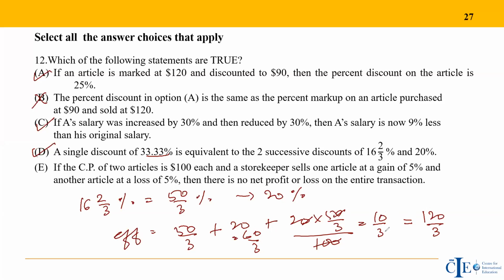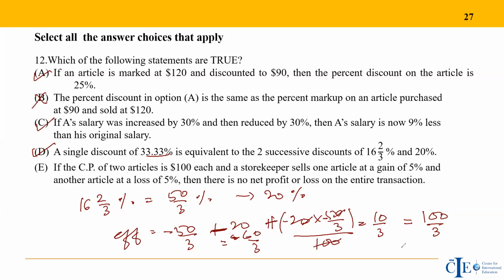Sorry, these are two successive discounts, so you need to take the sign into consideration. A discount is negative, and the product will become positive. So minus 50 by 3, minus 60 by 3, plus 10 by 3. Taking 20 as minus 60 by 3, that will be minus 110 by 3, and then minus into minus becomes plus. So overall plus 10 by 3, which will give you minus 100 by 3.